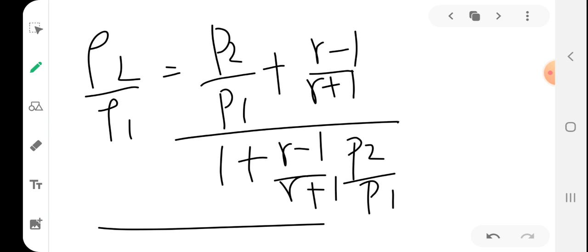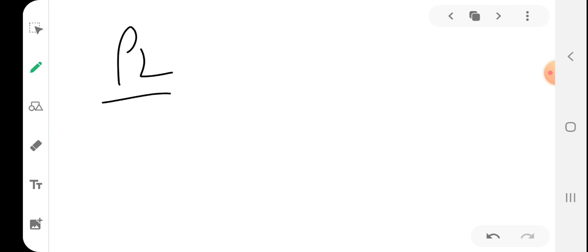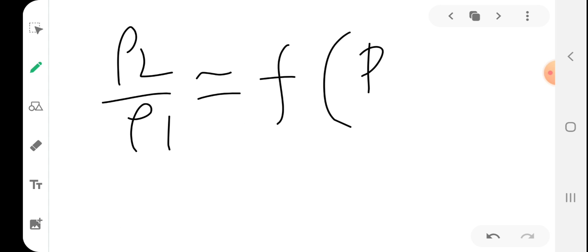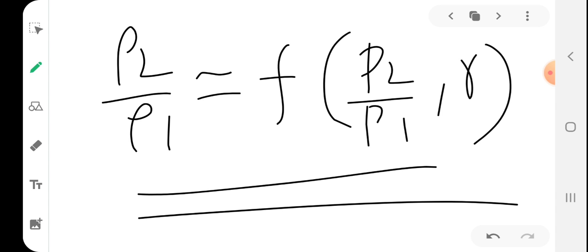So now we have obtained all the relationships. This is rho 2 by rho 1 as a function of P2 by P1 and gamma. These are the relationships between pressure ratio, temperature ratio and density ratio.